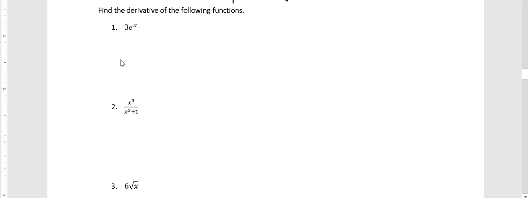The derivative of 3 e to the x is going to be 3 times the derivative of e to the x, and the derivative of e to the x is of course just e to the x.